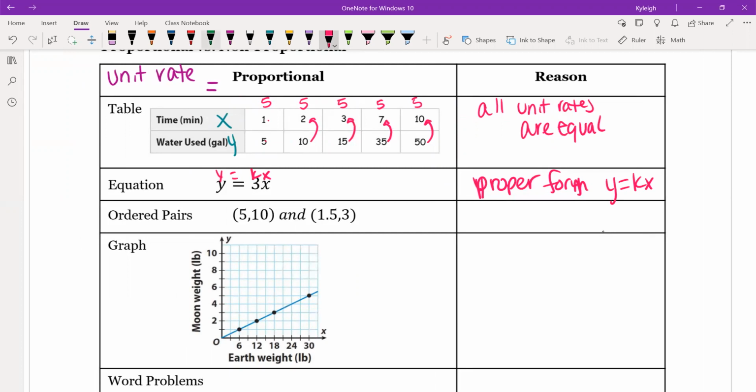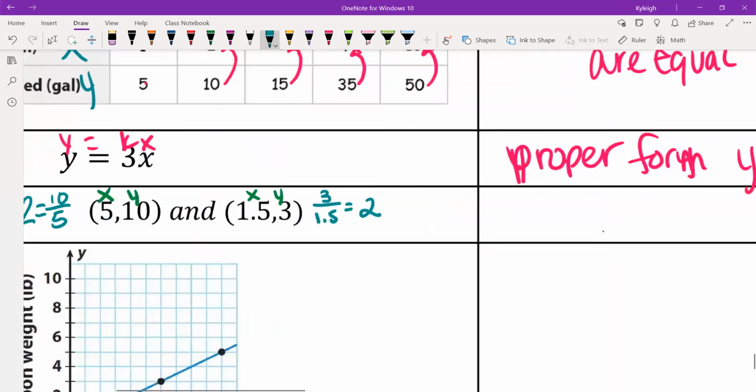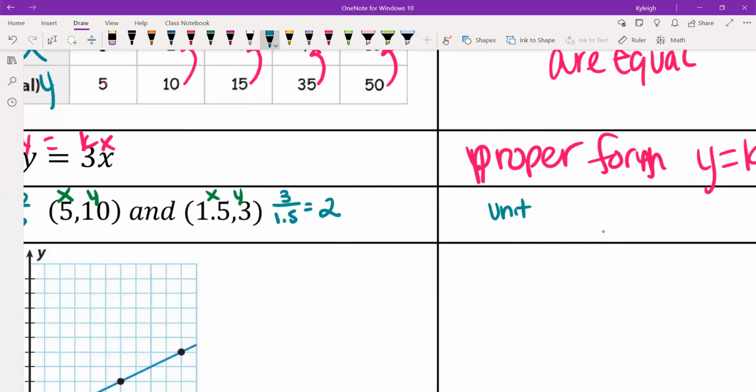An ordered pair. What's important to remember about an ordered pair is that it goes x comma y, x comma y. So we do y over x. So we're doing 3 and 1.5 and 10 and 5. 10 divided by 5 is 2. 3 divided by 1.5 is 2. So they're equal. Unit rates equal.